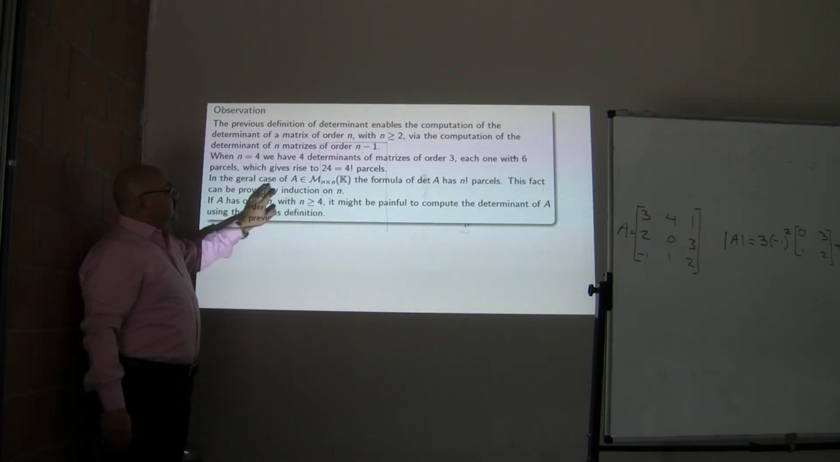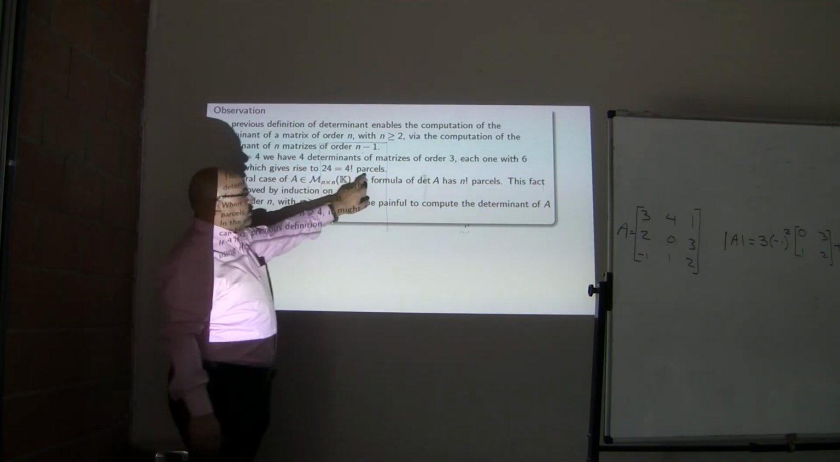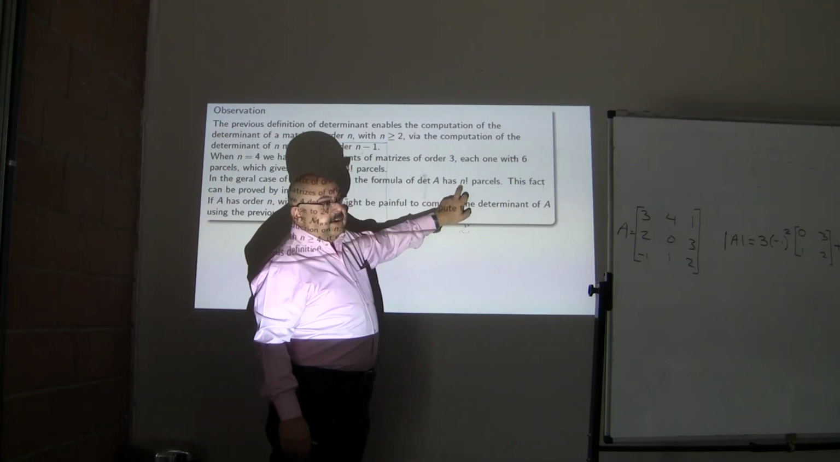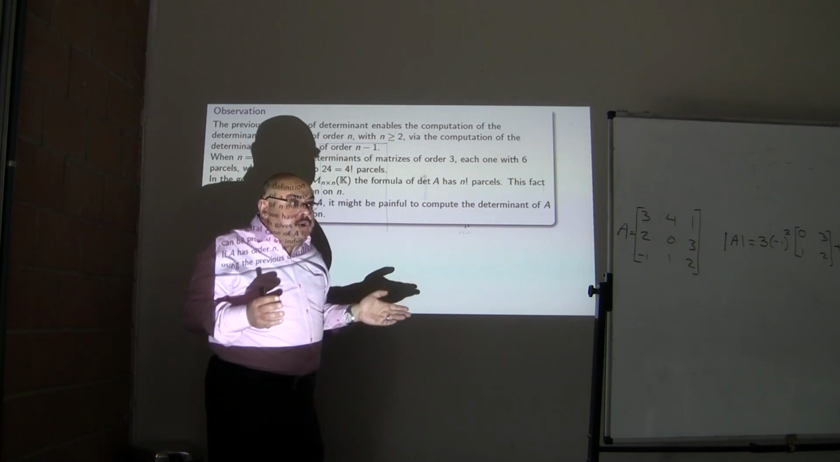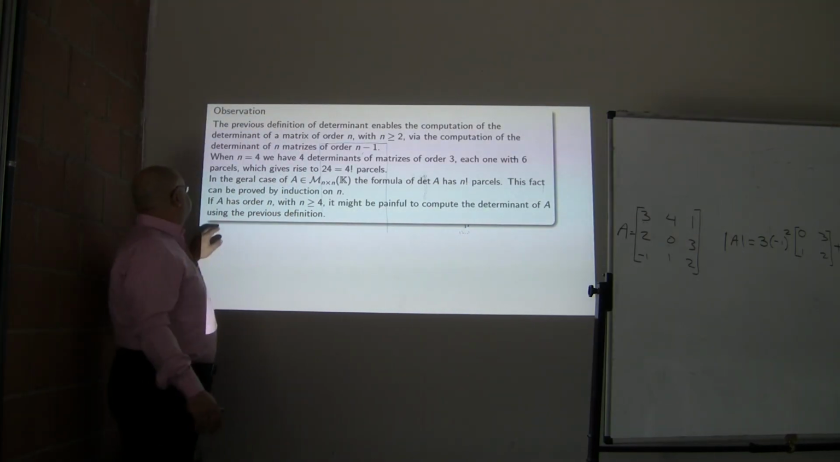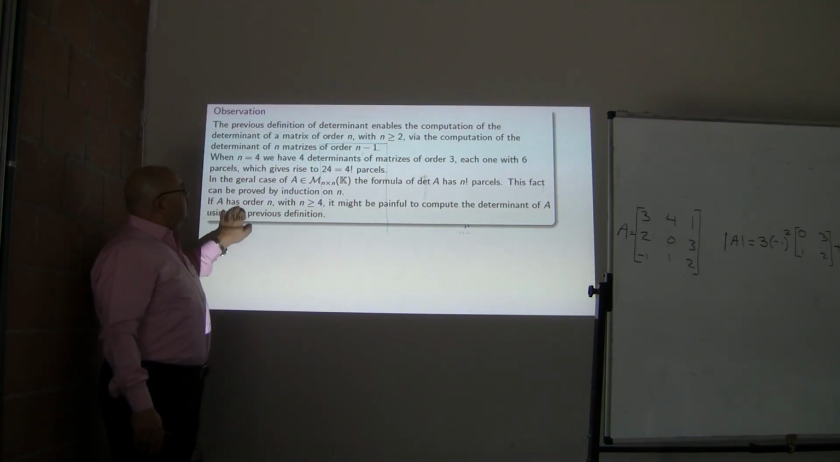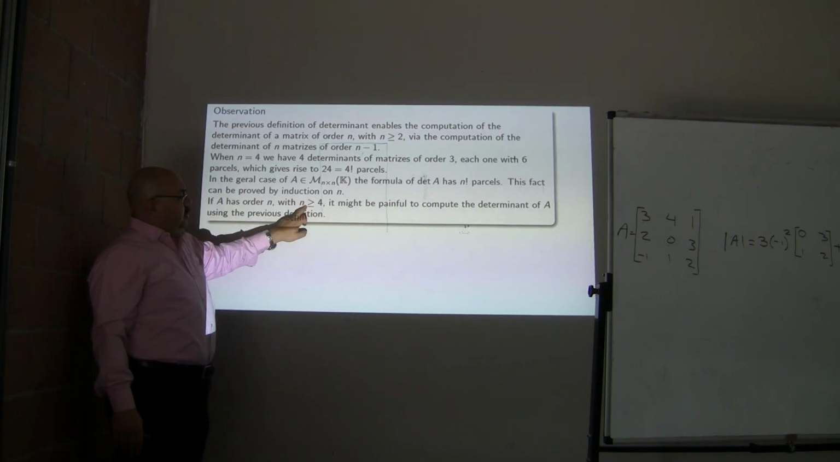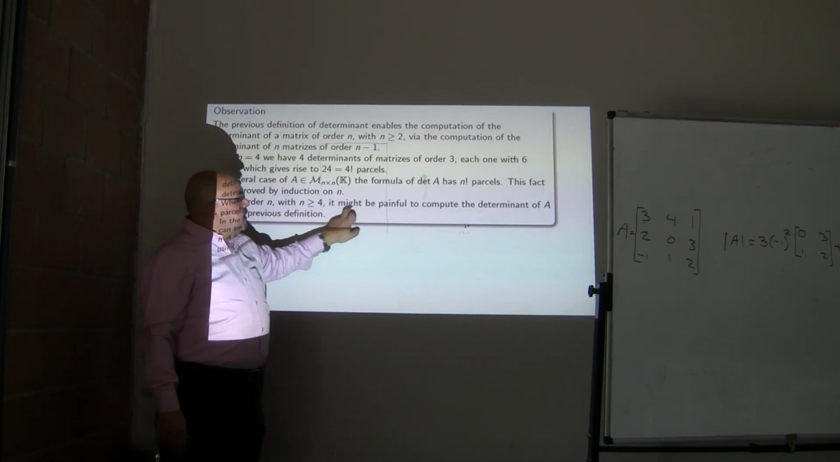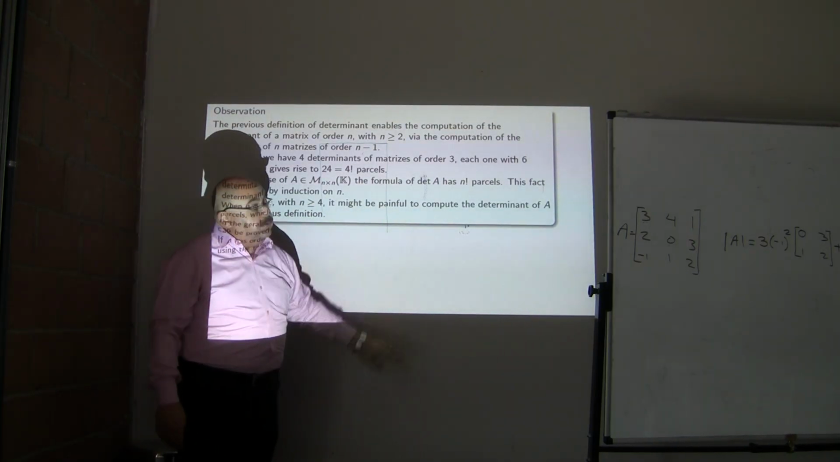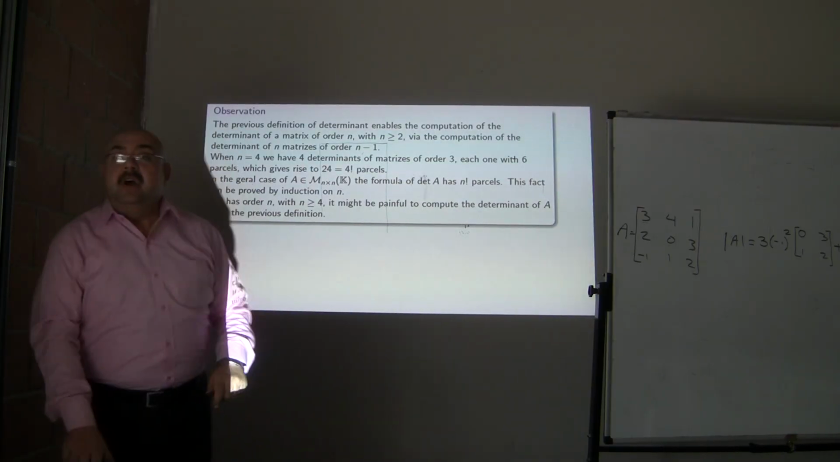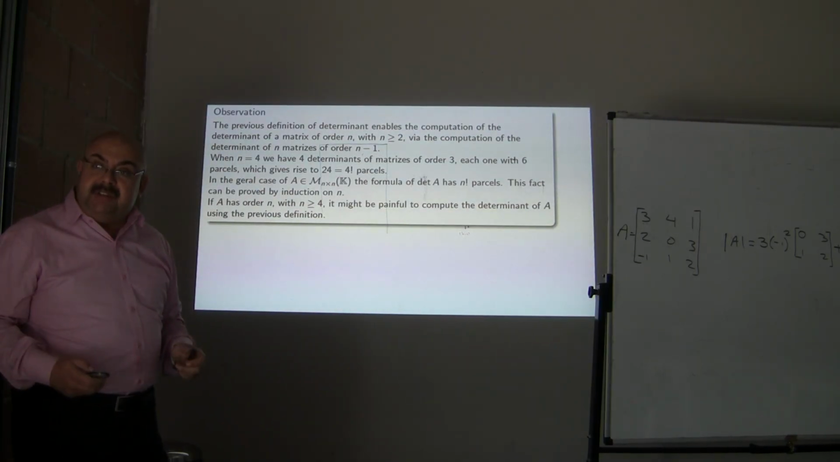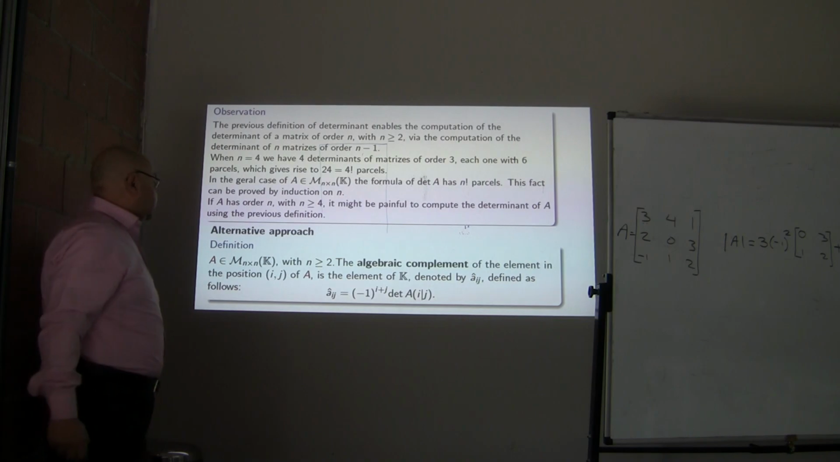In the general case, if A belongs to n by n, the formula of the determinant has n factorial terms. So it's a huge number of values to be evaluated. If A has order n, with n greater than or equal to 4, it might be painful to compute the determinant of A. This is one of the major disadvantages of using determinants.